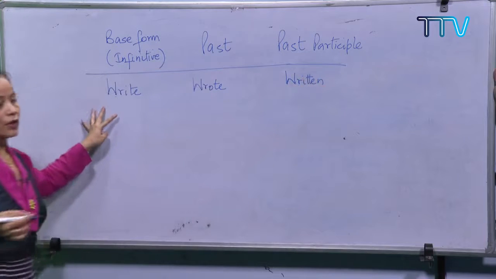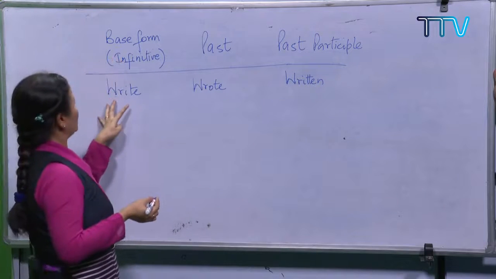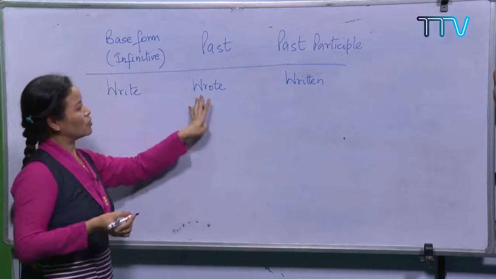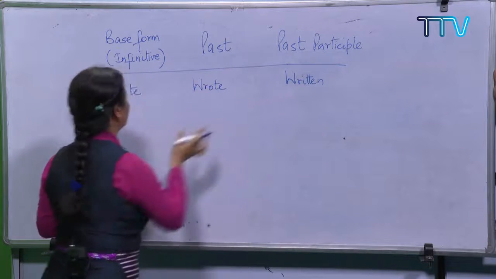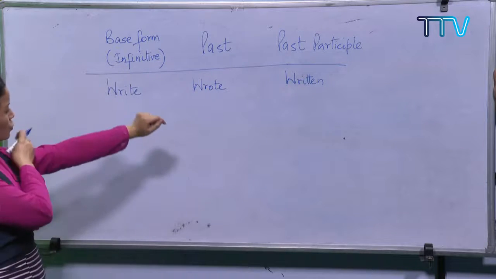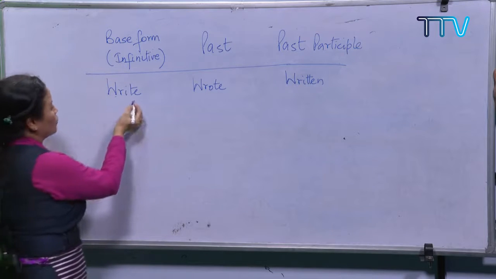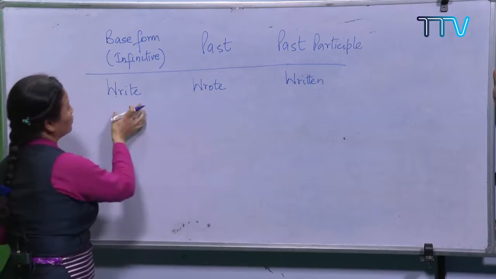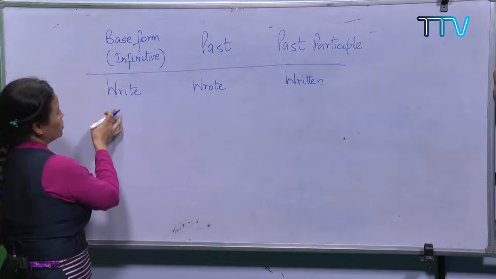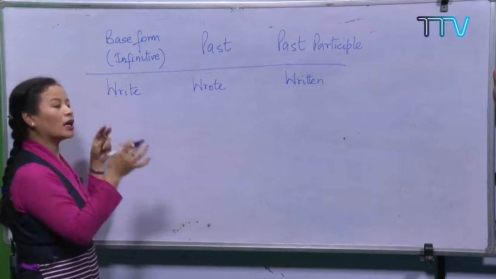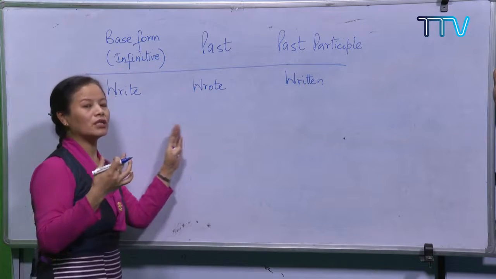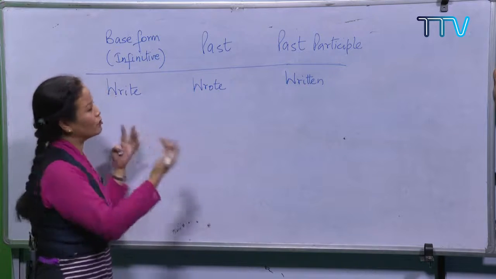Okay, so the base form or the infinitive is write, the past is wrote and the past participle is written. So I'm just taking one example from the list I have shown you in the slide. So write, wrote, written, right? So let us just make a few sentences based on this so that you get an idea. So I think you already know this, but I'm just trying to help you review.